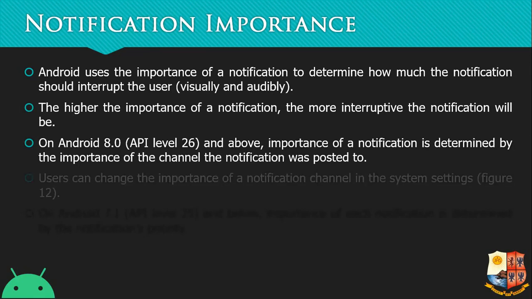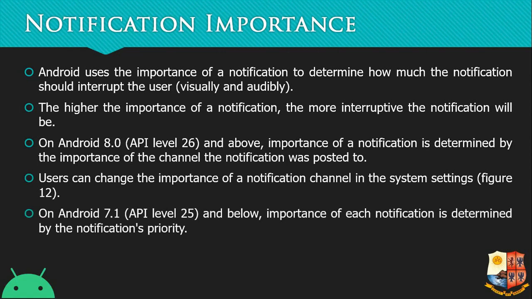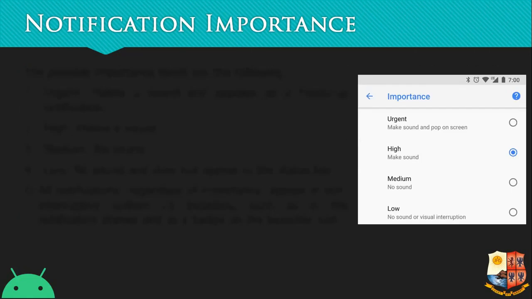But what about older phones? On older phones, each notification is determined by the notification's priority. Only one, just what I discussed earlier. Let me just show you that. This is the screen which you will see when you click on the importance of a particular notification. It is also telling you what will happen if you choose any of these. Let me just go through that.